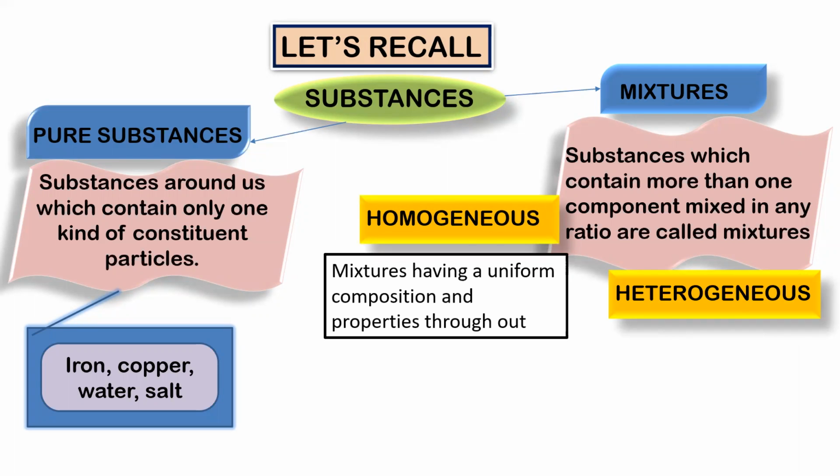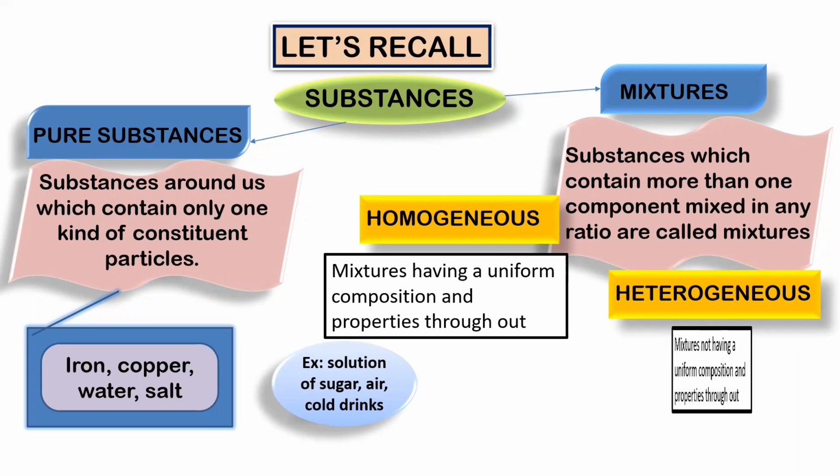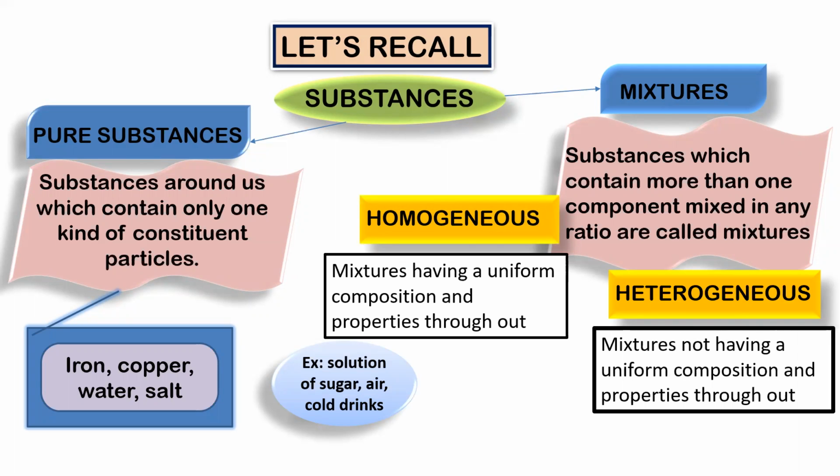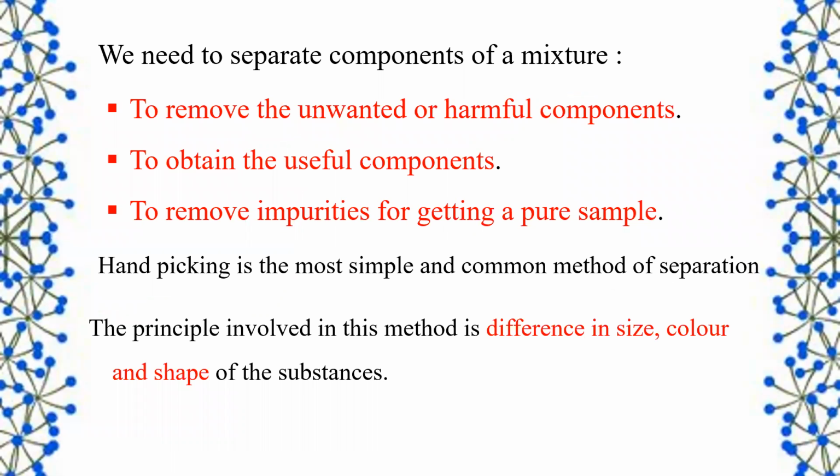Mixtures having a uniform composition and properties throughout are known as homogeneous. Examples: solution of sugar, air, and cold drinks. Mixtures not having a uniform composition and properties throughout are known as heterogeneous. Examples are water in oil, dust in air. Hope that's clear. Now let's go to the next part.